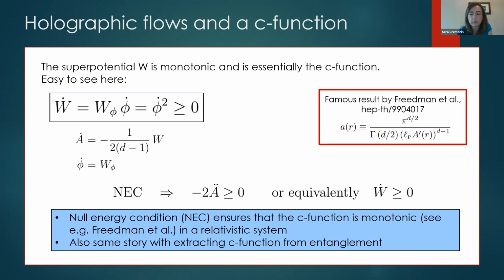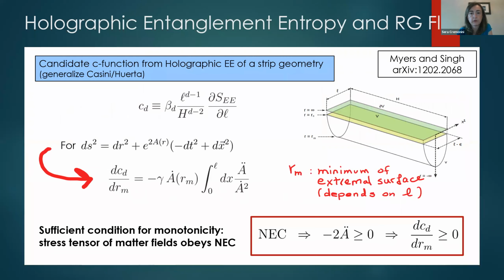This is all done, of course, in a relativistic system. Now, you can see a similar story if you look at entanglement entropy and extract the C function from that. So without going into the details of this paper, I just want to point out the main feature. Myers and Singh proposed a version of a candidate C function that you could extract by looking at entanglement entropy of a strip, an infinite strip, generalizing the work of Casini and Huerta.